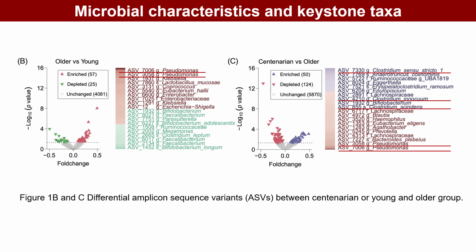In the older group, the top 10 ASVs that increased in abundance were represented by Pseudomonas, while the depleted ASVs were dominated by members of Faecalibacterium and Bifidobacterium. Compared with the older group, enriched ASVs in centenarians included members of Clostridium and Bifidobacterium. Depleted ASVs in centenarians included Pseudomonas.